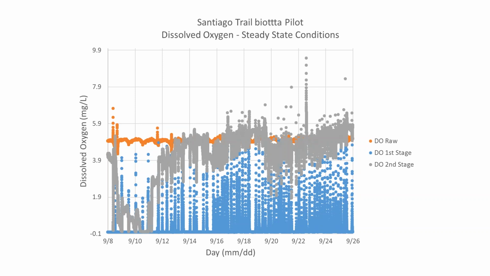You're going to see a few little spikes on the DO first stage. These are typically due to backwash cycles. We do introduce some air in an air scour process during our backwash cycle. And so you will see some increase in oxygen in that first stage anoxic reactor immediately after a backwash cycle. So you will see that spike, but it drops back down. And that's why there's a big blue line at the bottom there, because there's virtually no dissolved oxygen in there for 99% of the cycle.